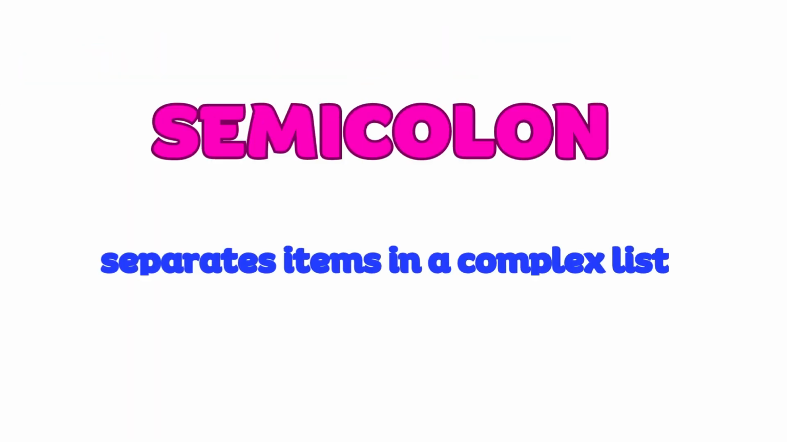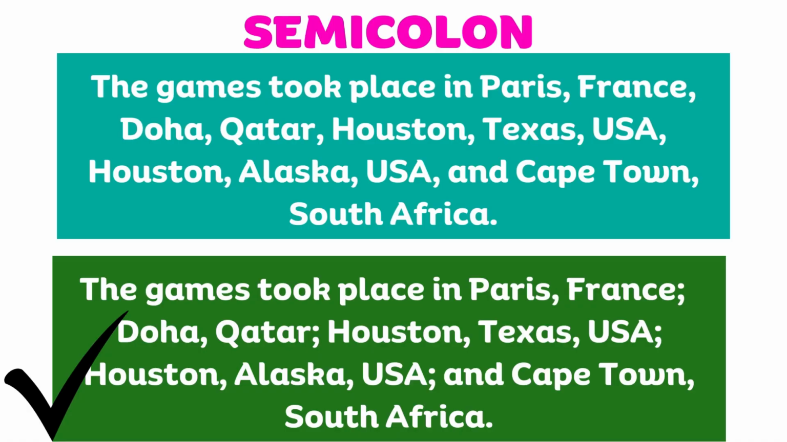Semicolons are also used in complex lists in addition to commas. The use of semicolons in a list makes the list easier to understand and easier to read. Take a look at this example. The games took place in Paris, France; Doha, Qatar; Houston, Texas, USA; Houston, Alaska, USA; and Cape Town, South Africa. So that's quite a complex list of cities and their countries and states. So the use of semicolons separates the cities. In the list, we have the same name of a city, but different states, and in the same country. So we use the semicolons to make the list easier to read.